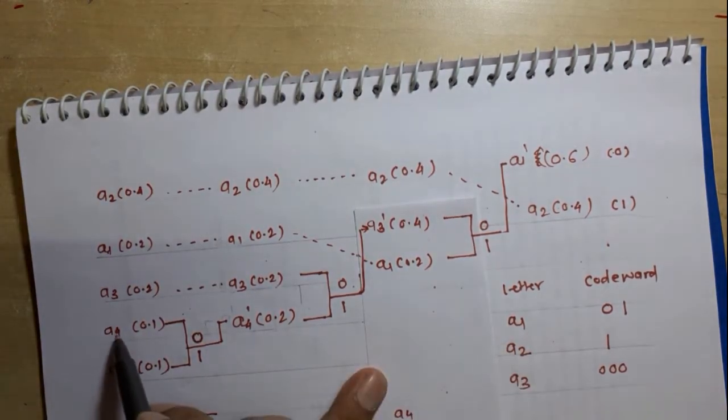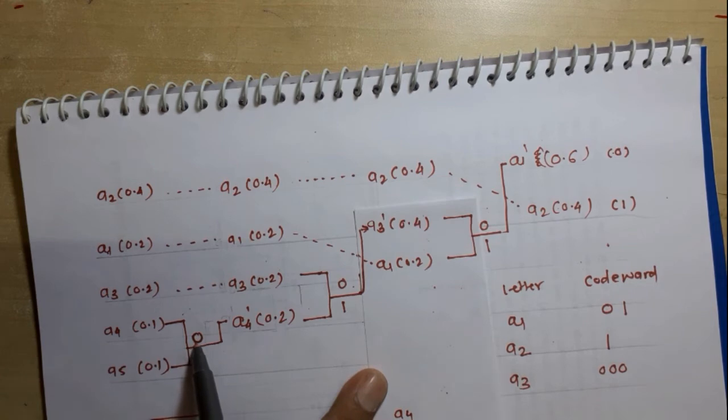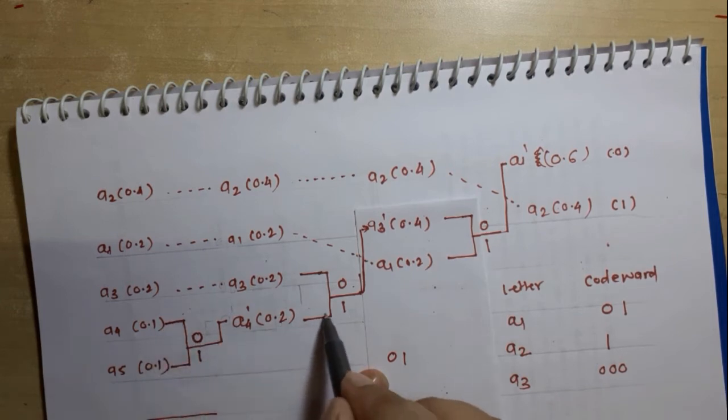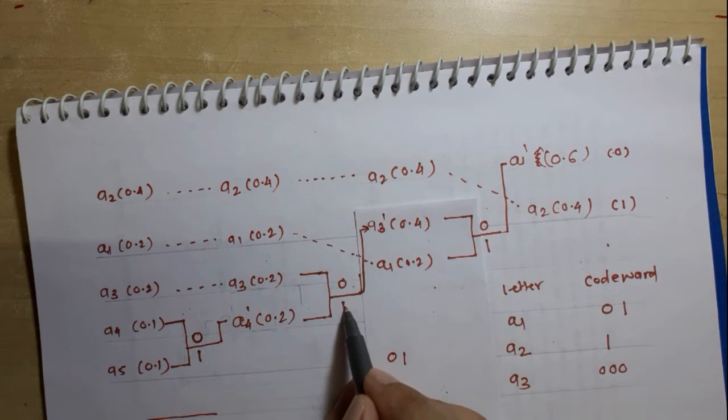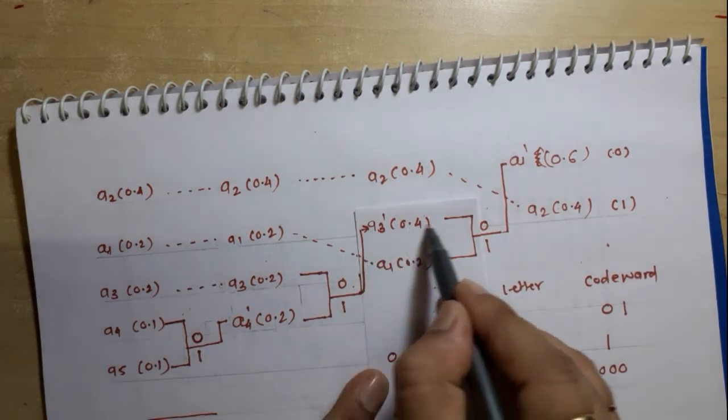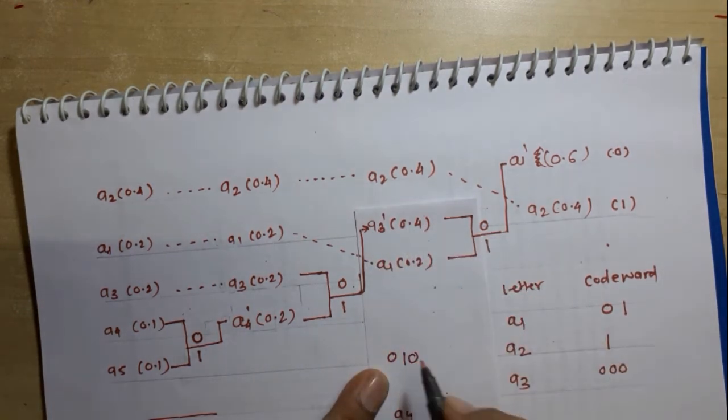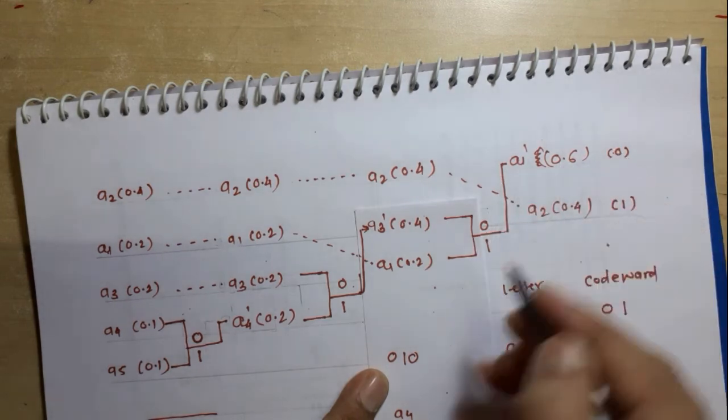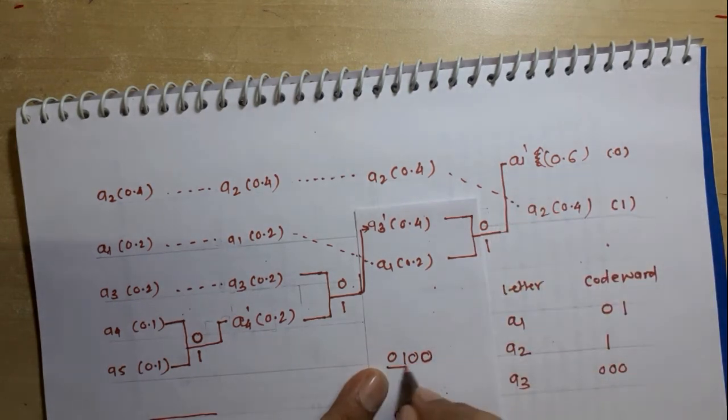So for A4 it is 0, then 1, 0, 1. See how I'm going. 0 आ गया, तो यहाँ से नीचे से जाएगा तो 1. Then we'll go to this upper side again 0, then goes to 0. So इसका कोड आ गया है 0, 1, 0, 0.